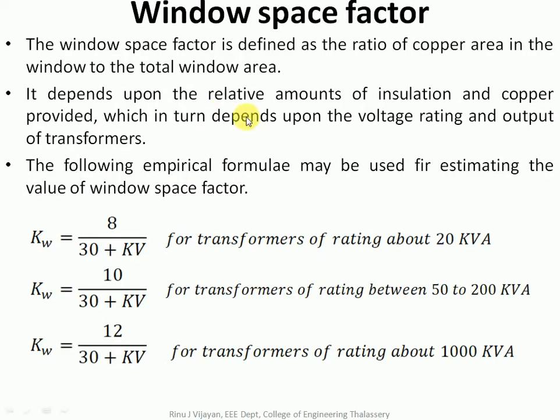Next we are going to discuss about the window space factor. Just like we mentioned in the previous slide, it is defined as the ratio of copper area in the window to the total window area. The copper area present in the window has a dependency over the insulation which is provided over the conductors, that is primary winding and secondary winding, which further has a dependency on the voltage rating and output rating of the transformer. Hence we can say that the copper area which is present in the window is having dependency upon the voltage rating as well as output rating of the transformer. The empirical formulas which are used for window space factor are given here, based upon the various ratings of the transformer. In this relation, this kV is indicating the voltage of high voltage winding in kilovolt. A transformer will be having both low voltage winding as well as high voltage winding. So this kV is indicating the voltage of high voltage winding in kilovolts.